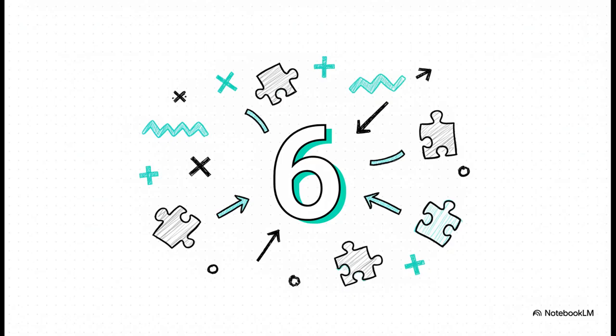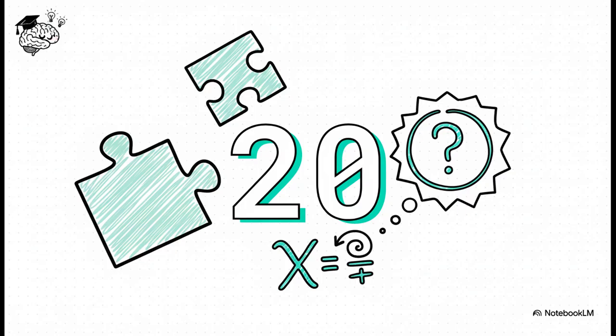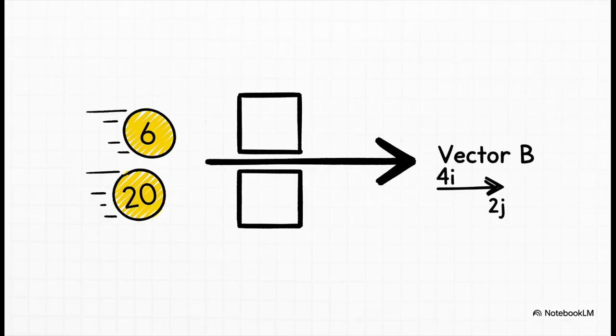See? Not so bad. Next up, we need the bottom of the fraction, the magnitude of vector B, squared. This is basically just a fancy way of figuring out the vector's length. We square each part of vector B and then add them all together. And that gives us our second piece of the puzzle, the number 20. So we've got a 6 and we've got a 20. We're almost home. Now for the final step.